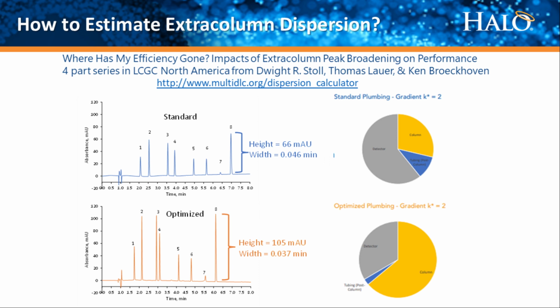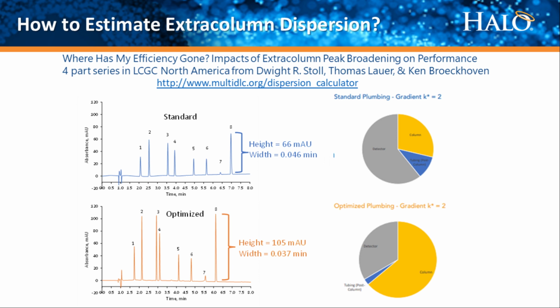So on the top here, we have our standard plumbing, and this is using a 1.5 by 150 millimeter Halo column. And you can see the height of the last peak is only 66 milliAU, and the width is 0.046 minutes. And I know this is a little bit tough to see, but the gray area here, this is all coming from the detector. And what you really want to do is maximize the yellow portion of this particular graphic to show that you're getting the true efficiency of the column.